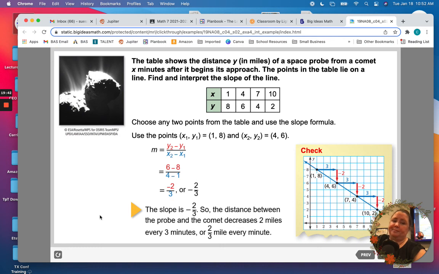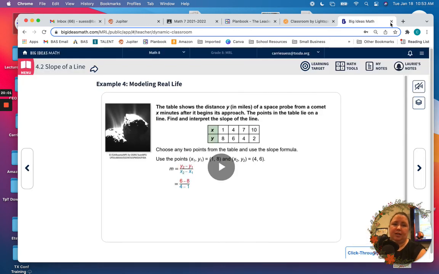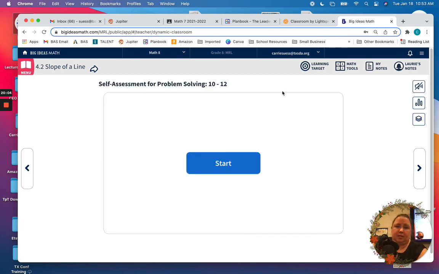And there's a picture of it. See all the points? So it would not have mattered which ones we chose. What if I had chosen 1, 8 and 10, 2? Same thing. It would be a giant one, right? Way over here, way down here, but then I would reduce it and it would still become negative 2/3. Just so you're aware of that. All right. Do your last self-assessment, 10 and 12, and that is it for today.